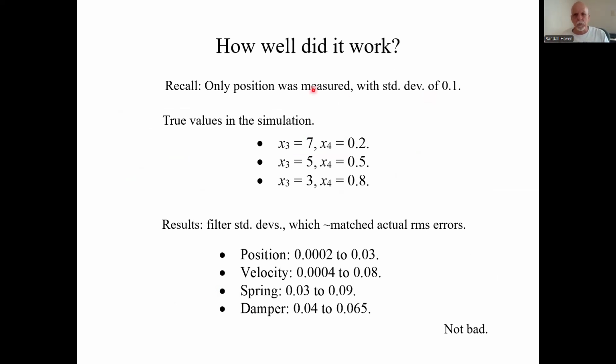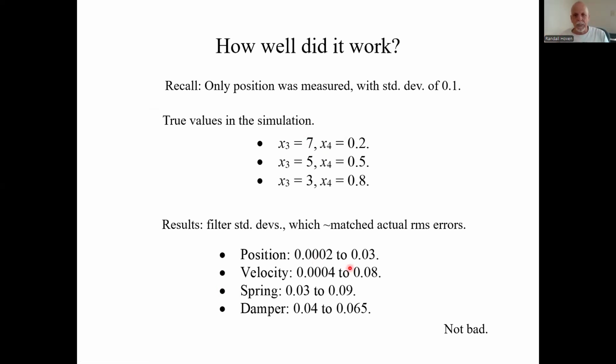Kind of summarize it in numbers instead of graphs. The only thing we measured was the position with an accuracy of 0.1. Here's some true values for the spring constant and the damper constant. And here's the actual RMS errors, not the filter's estimate of them, but the actual error between the estimate and simulated truth.